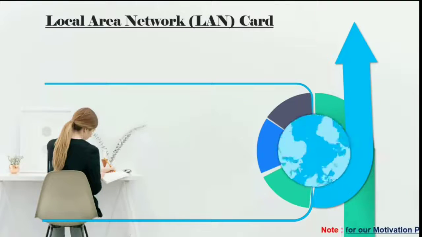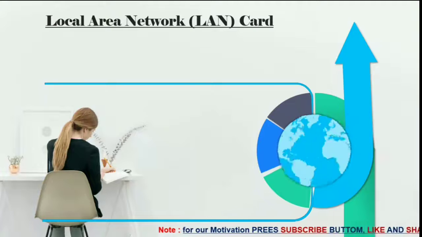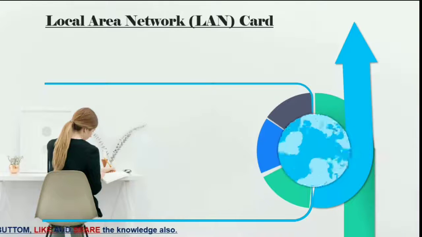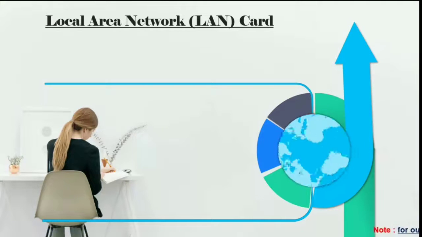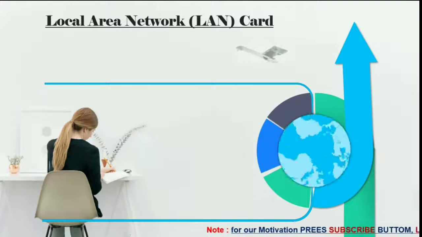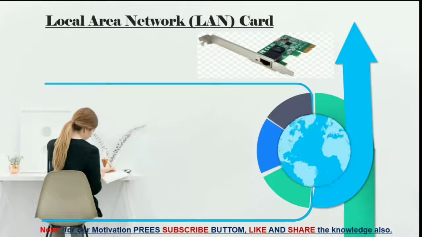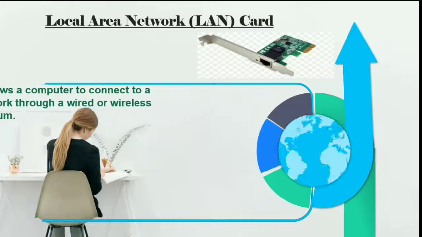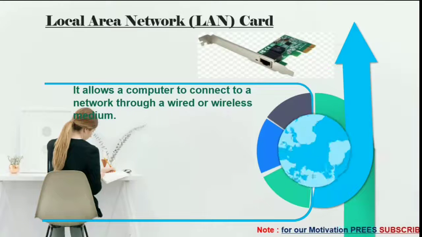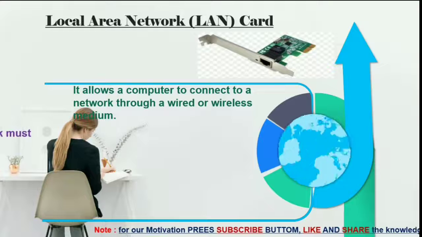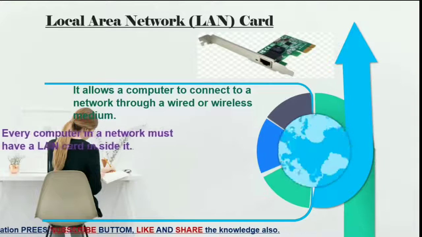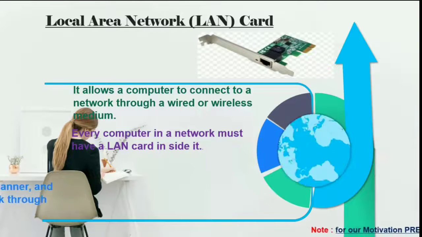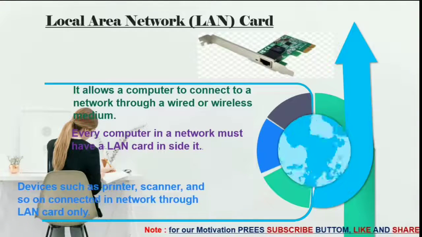Dear students, we are going to have these devices in detail. First device is the local area network card, also known as LAN card. These are of 2 types. First one is inbuilt in the motherboard of your computer, and second you can slot in as an external LAN card also. It allows the computer to connect to a network through a wired or wireless medium, and every computer has a LAN card inside it. Devices such as printer, scanner and so on connect with the network through a LAN card only.